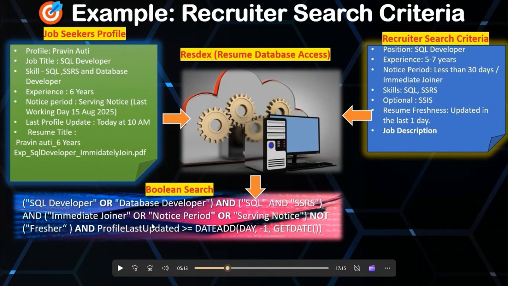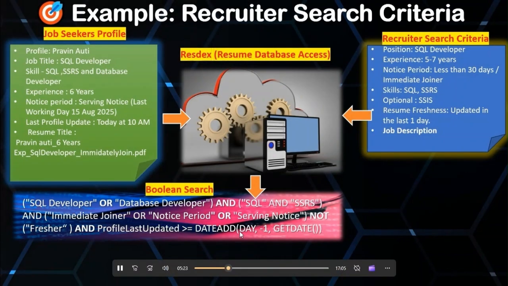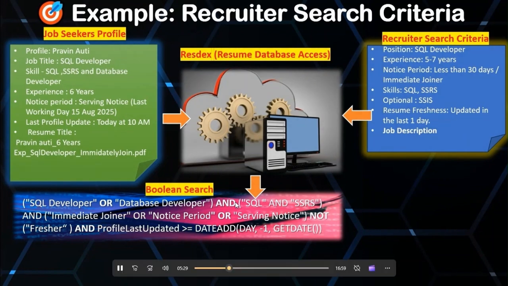Based on that, the data will be filtered. Let's consider that in the Radix database there are 10 lakh plus profiles matching this requirement. Out of those, if you optimize your profile, then this job seeker profile will definitely be detected by the Boolean search algorithm, based on your profile optimization. The second thing you can notice here is immediate joiner.